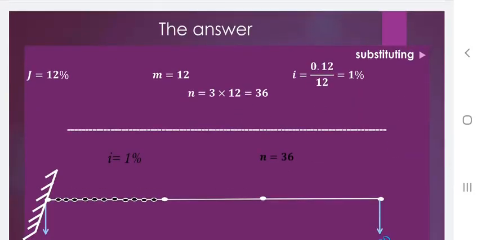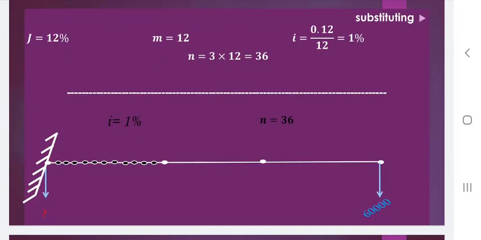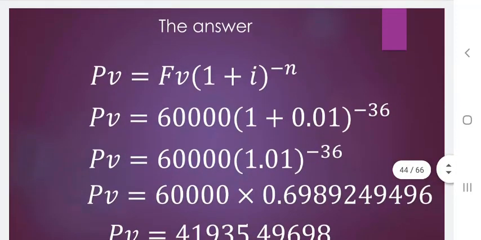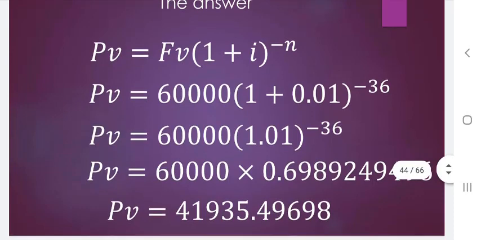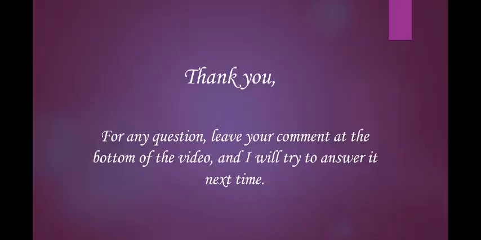The answer, by substituting J equal 12%, m equal 12, I equal 1% and n equal 36. We know that in the time diagram, the future value equal $60,000. We need to calculate the present value. From the formula, PV equal FV times (1 plus I) to the power minus n. The present value will be equal 41,935.